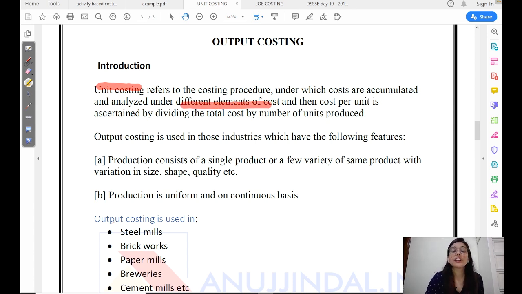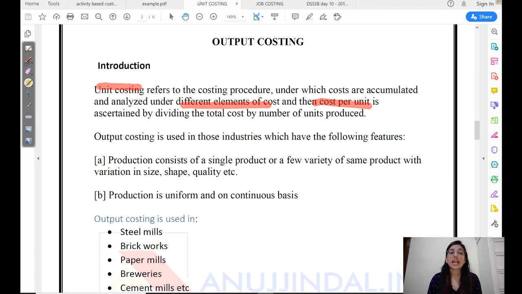Now, what are these different elements of the cost? Prime cost, cost of sales, or cost of production, right? All these are different elements, and under these we try to analyze these costs. And also under unit costing we try to find out the cost per unit, right?